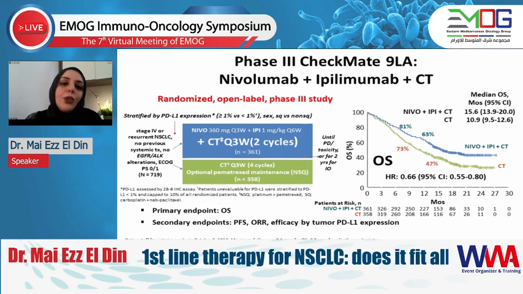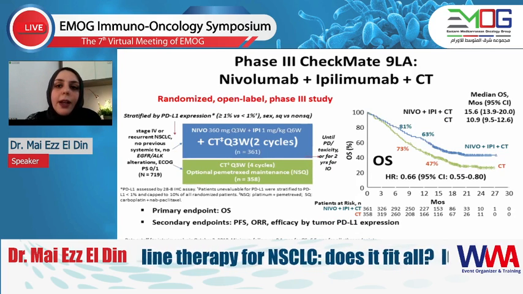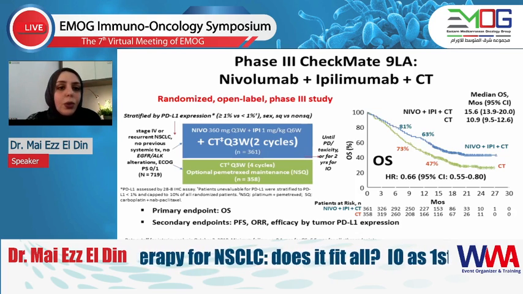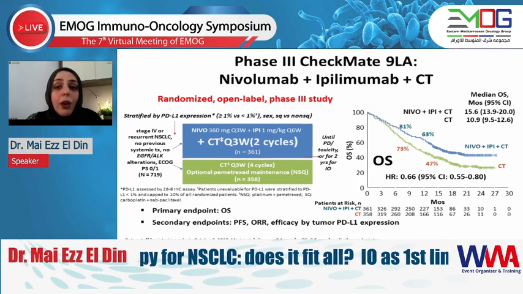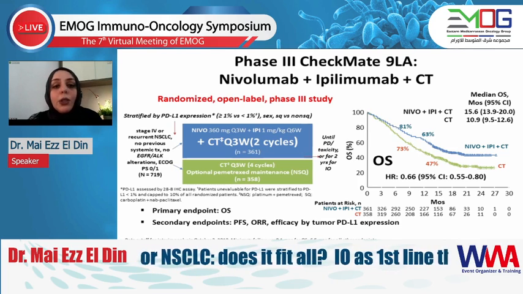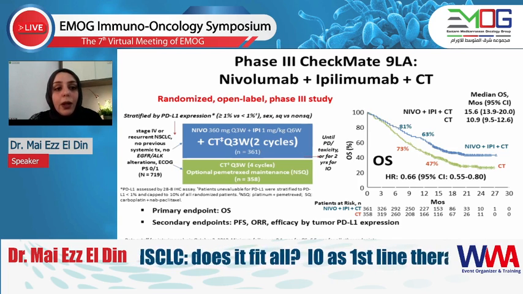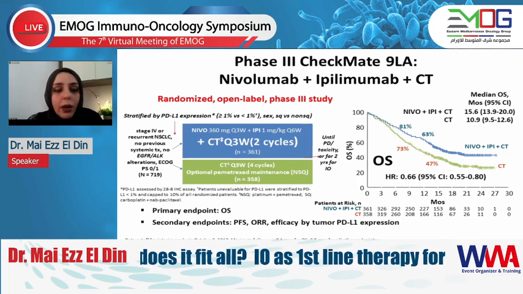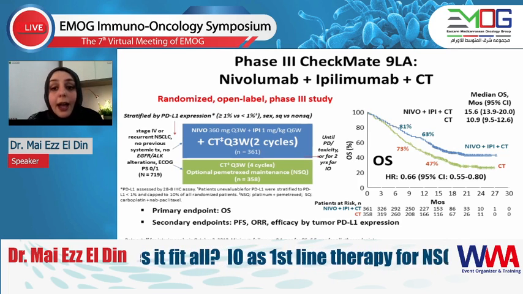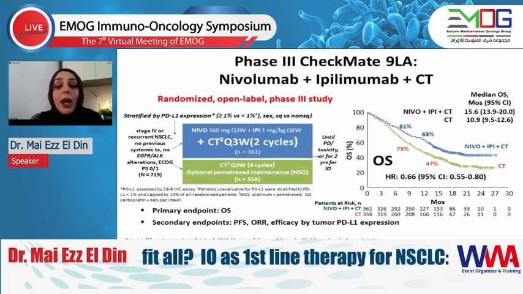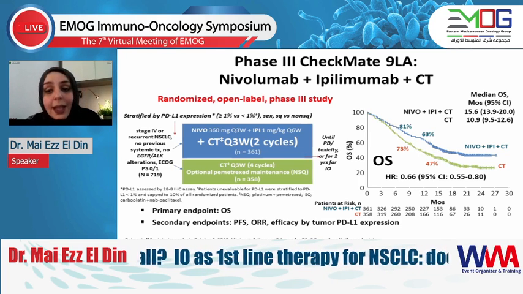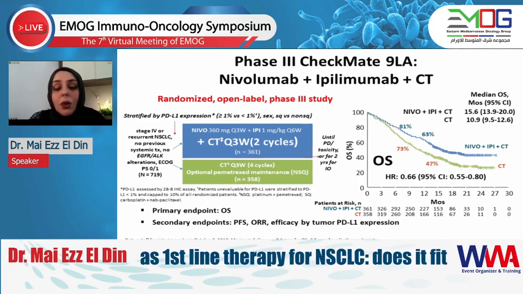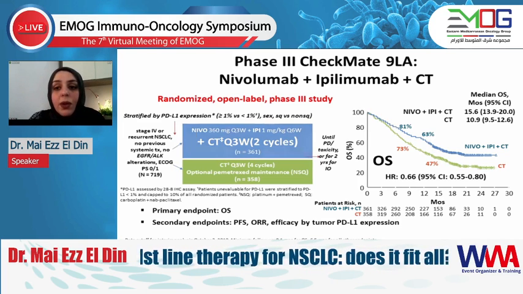Now, this is the last trial we'll be discussing, CheckMate 9LA. It is nivolumab and ipilimumab, our favorite duet, with chemotherapy. But interestingly, only 2 cycles of chemotherapy were given in this trial, and they did quite well. Even patients with all PD-L1 levels, all-comers, were taken. Despite that, we have a hazard ratio in the range of 0.66 and almost 20% or more improvement in overall survival.